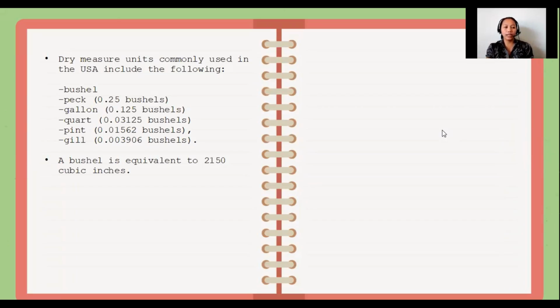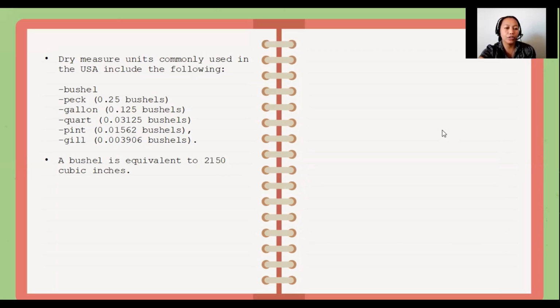So dry measure units commonly used in the USA include the following. We have the bushel, the peck, the gallon, the quart, the pint, and the gill. So the peck is equivalent to 0.25 bushels. The gallon is equivalent to 0.125 bushels. The quart is equivalent to 0.03125 bushels. And the pint, 0.1562 bushels.